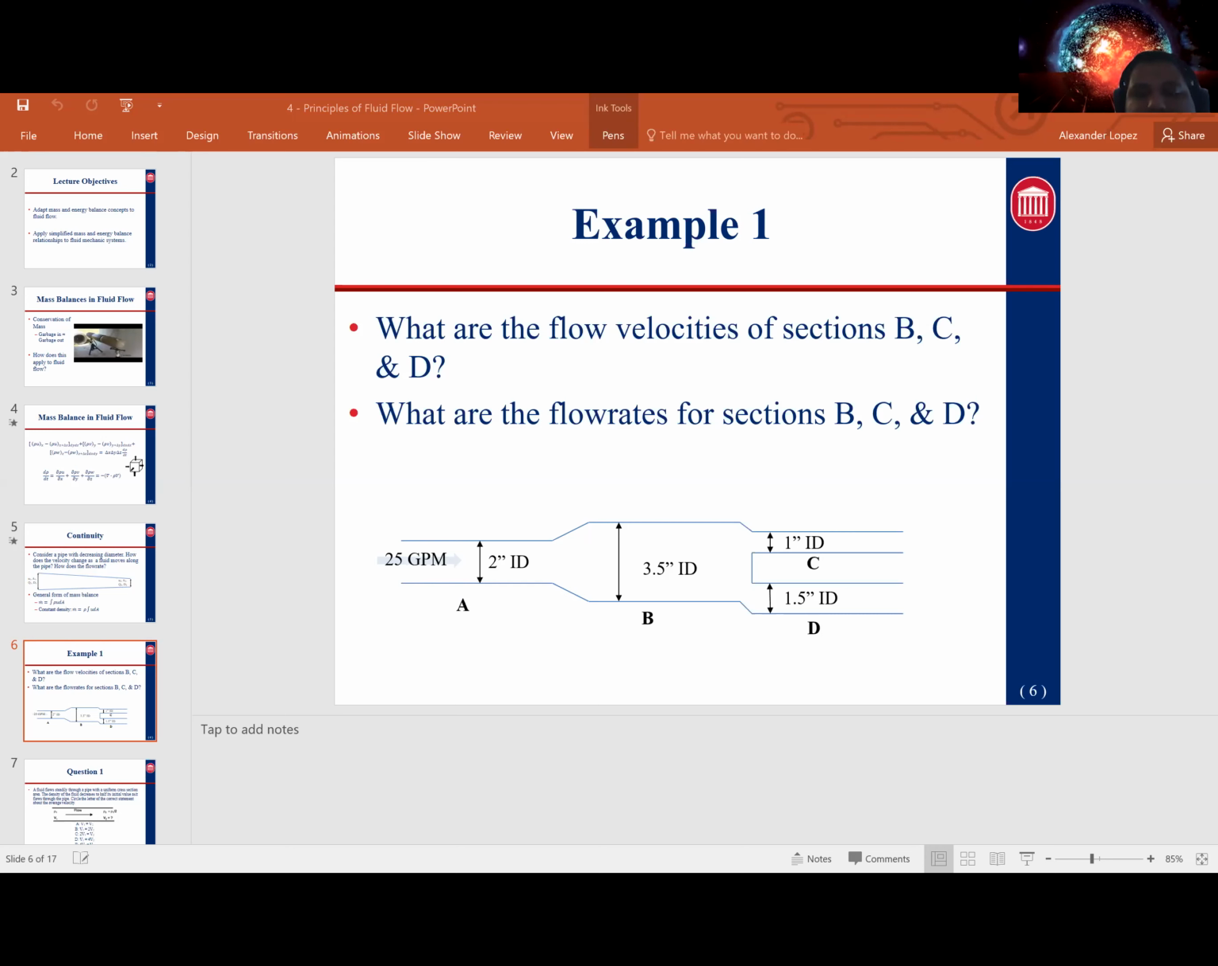Dr. Lopez, are you drawing? Because we can't see anything. Thank you. I forgot to flip it back in the share. I apologize.